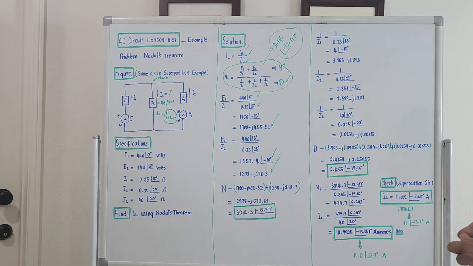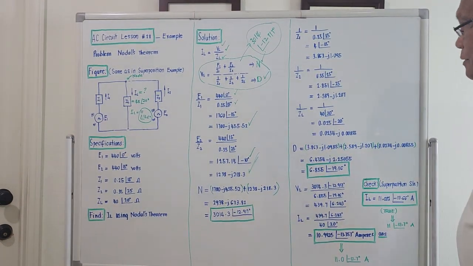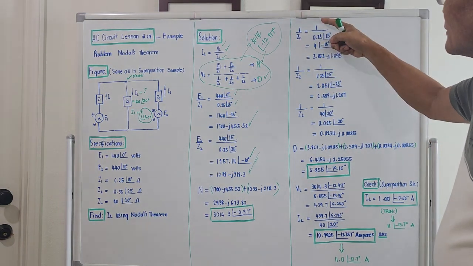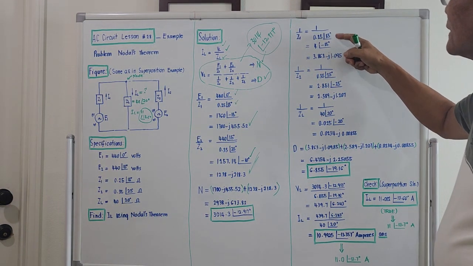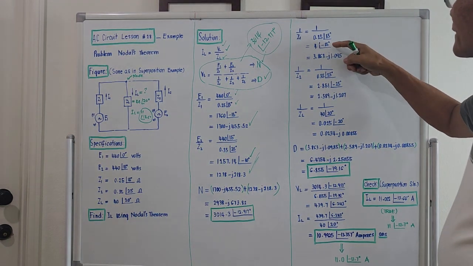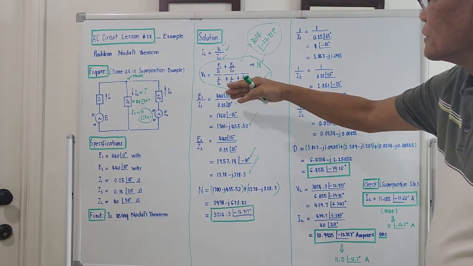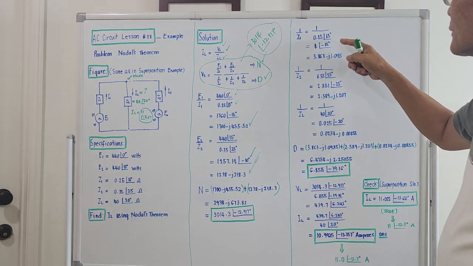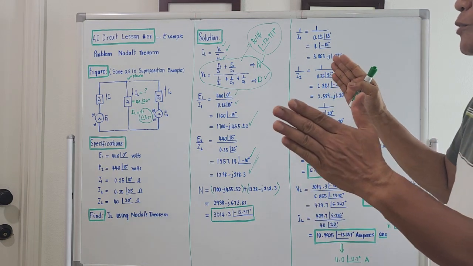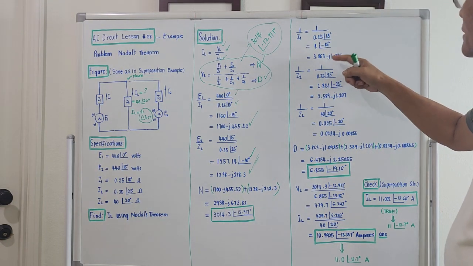Okay, let's compute the value of the denominator. The first one is 1 over C1, so 1 over 0.25 angle 15 degrees. 1 over 0.25 will be 4. We raise this up, so it will become negative 15 degrees. Later on, I will have a vector addition on the denominator, so I will now convert this to rectangular. 3.863 minus j1.095. Just be careful with the sign. If this is a negative angle, the sign of the imaginary part should be negative.